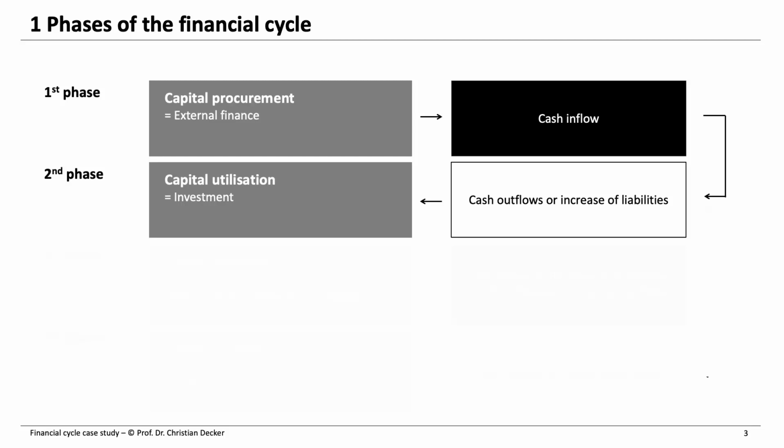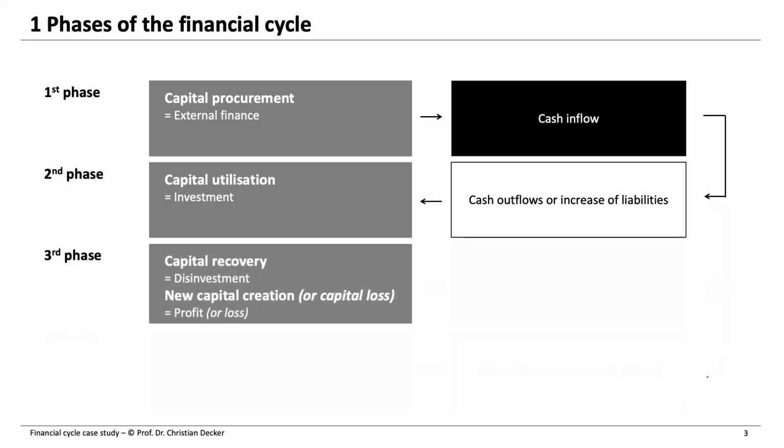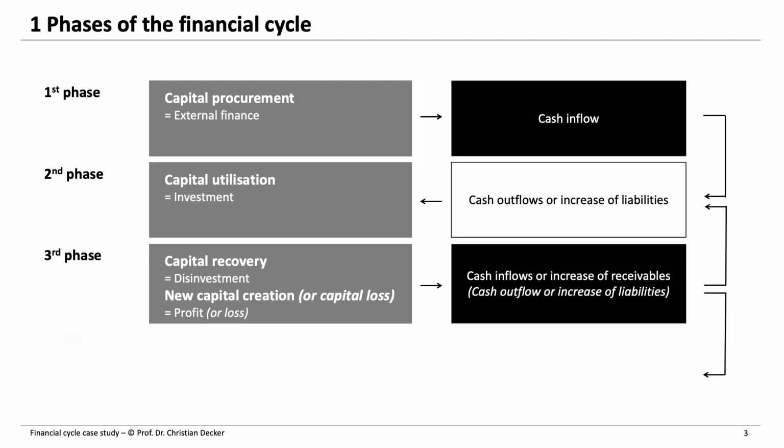If purchases can be made on account so that payment can be made at a later date, the liabilities increase. The third phase has 2 components: the component capital recovery, also called disinvestment, and the component new capital creation, in other words, profit. In financial terminology, this leads to cash inflows. If a payment period is granted for sales so that customers can pay at a later date, the receivables increase.